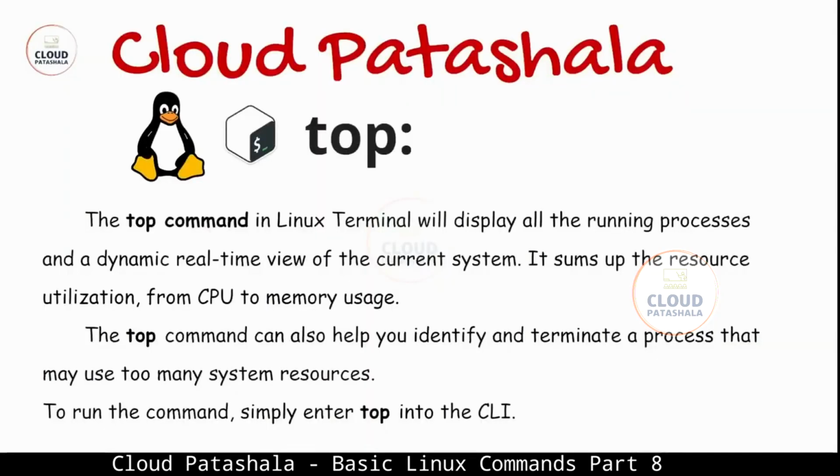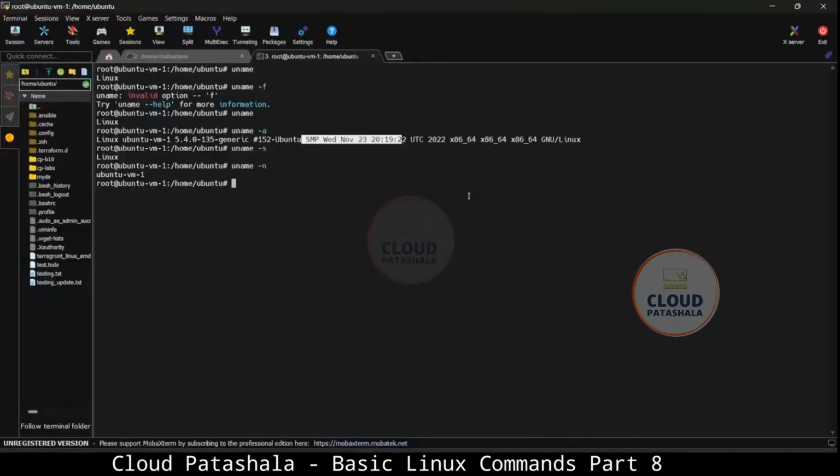The next command that we are looking at is top. The top command in the Linux terminal will display all the running processes and a dynamic real-time view of the current system. It sums up the resource utilization from CPU to memory usage. The top command can also help us identify and terminate a process that may use too many system resources. To run the command, simply type top on the system or the CLI.